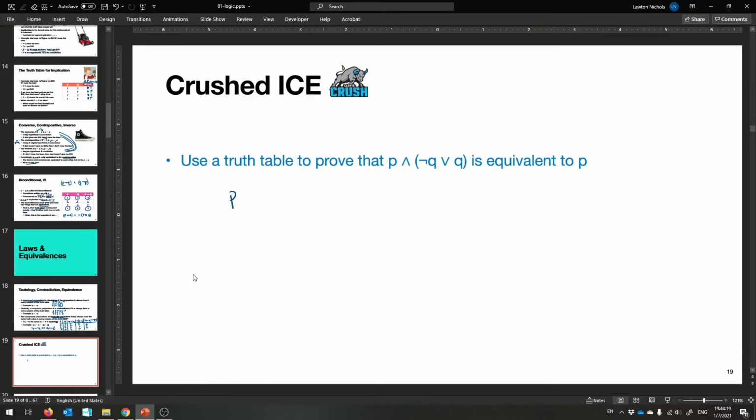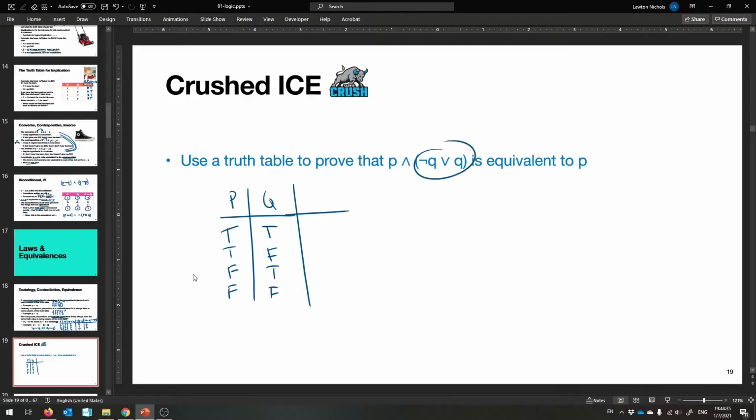We got our P and our Q. Usually we just go in alphabetical order. We don't have to. We can be crazy. True, false, true, false, true, true, false, false. All right, and then we can do this one slowly together to make sure we don't make any mistakes. Let's do the quantity not Q, and then we can use that to build not Q or Q.